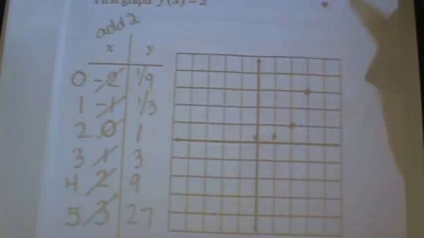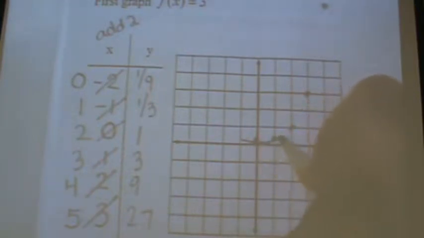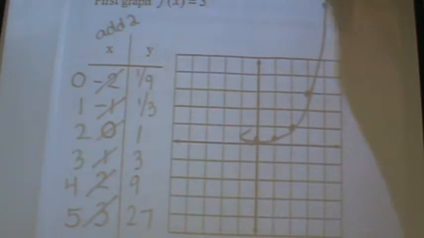So we're graphing (0, 1/9), (1, 1/3), (2, 1), (3, 3), (4, 9). 9 is off the page, it's 5, 6, 7, 8, 9, let's say it's there. But anyways, here is your graph, and it's basically shifted 2 units to the right. It never touches the x-axis. You have a horizontal asymptote at y equals 0.